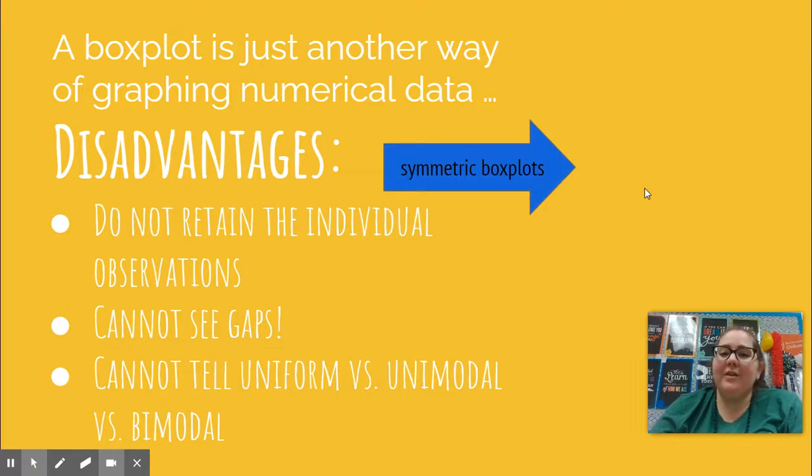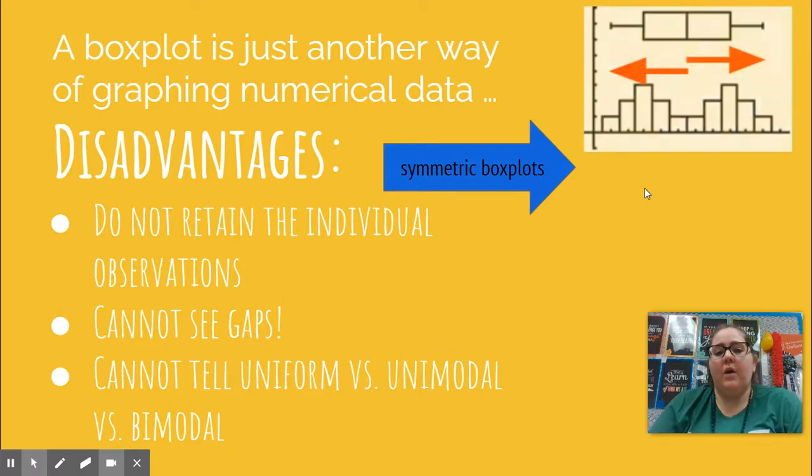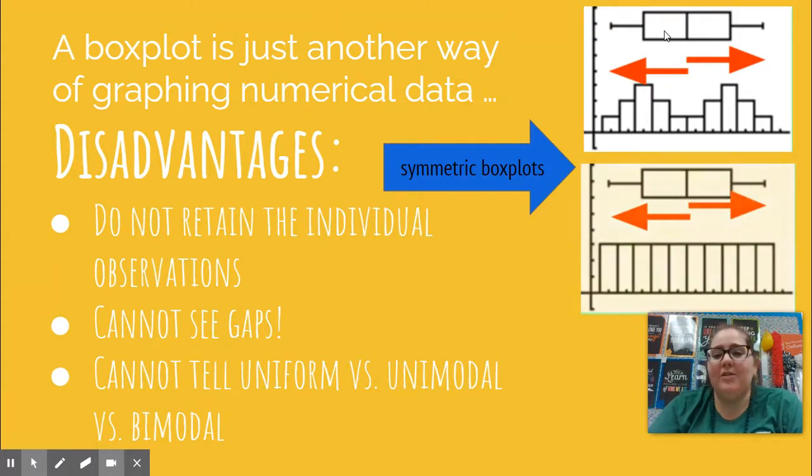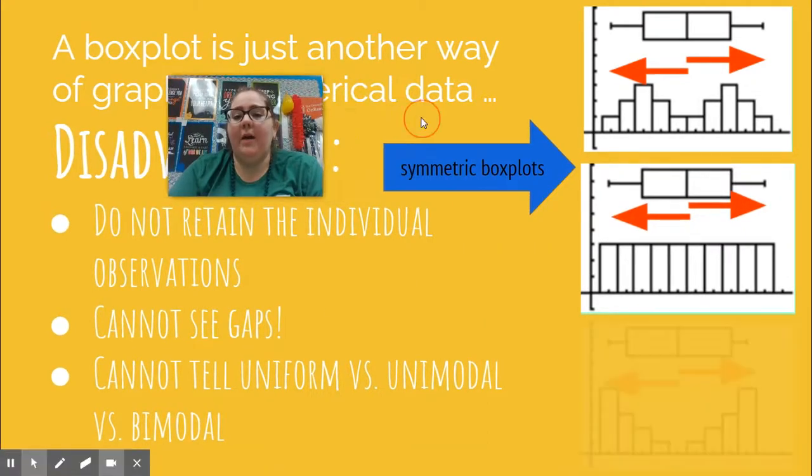We can, however, tell things about the symmetry of the graphs. So a symmetric box plot is basically going to be about the same distance from the median to the maximum as from the median to the minimum. So that distance from the median to either side of the data should be about the same on a symmetric box plot.